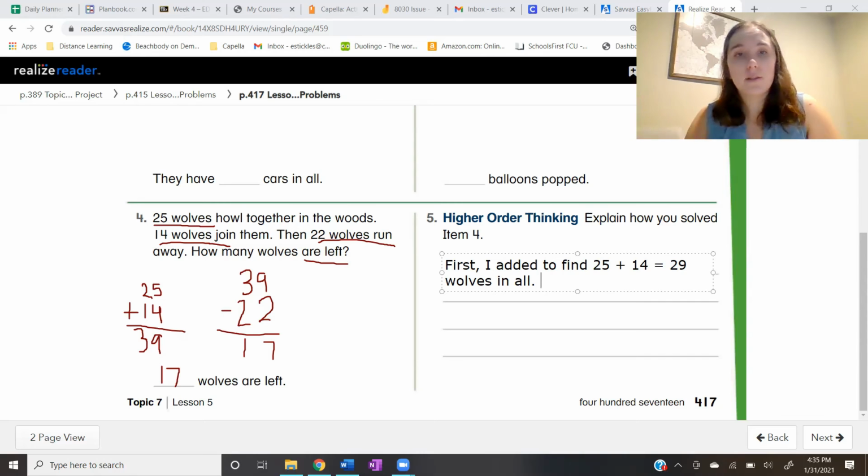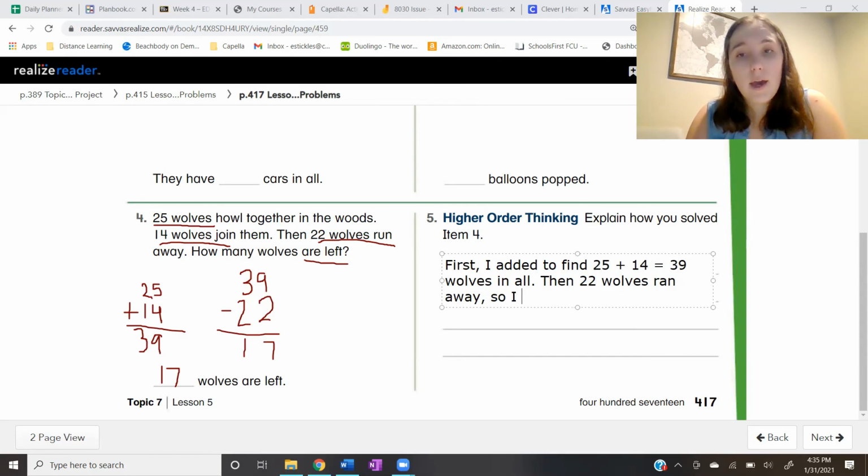Now let's see what we did next. Then we took how many wolves in all, which was 39. Oh, I need to fix mine. I said 29. 39. We need to take that 39 wolves and we subtracted the 22 that ran away. So let's write that out. Then 22 wolves ran away. So I subtracted 39 minus 22 equals 17. There are 17 wolves left.